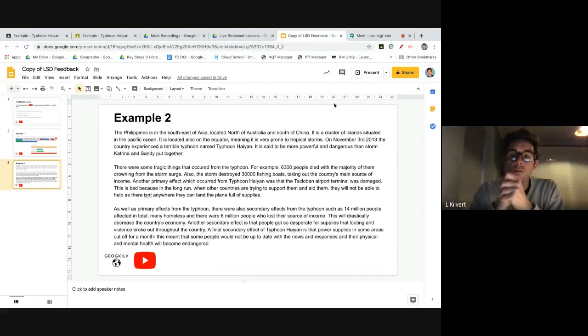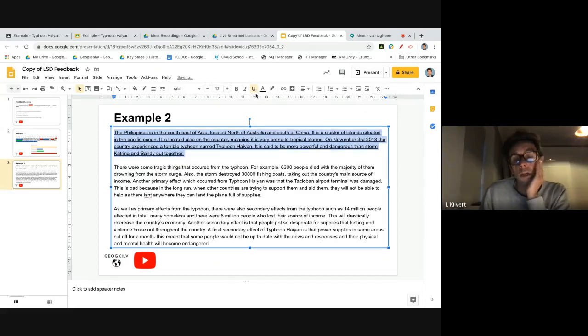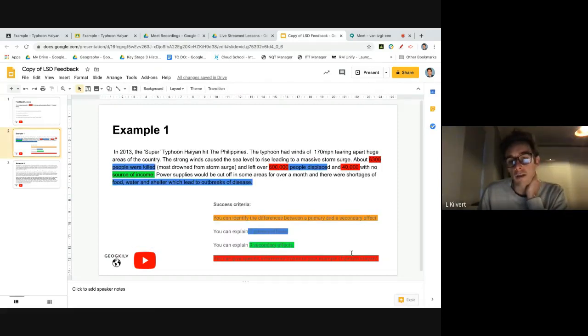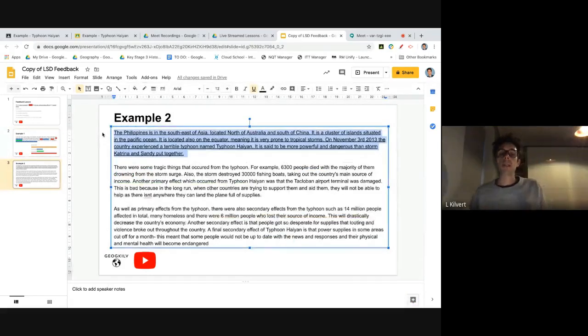On November the 3rd, 2013, the country experienced a terrible typhoon named Typhoon Haiyan. It's said to be more powerful and dangerous than Storm Katrina and Sandy put together. Now, this paragraph is really interesting because there's good geography in the question. However, if we think about our success criteria, which we've got down here, it's not ticking anything off. Although that's a nice little introduction, if you did that in an exam, you would run out of time very quickly, and that wouldn't pick you up any marks, okay?